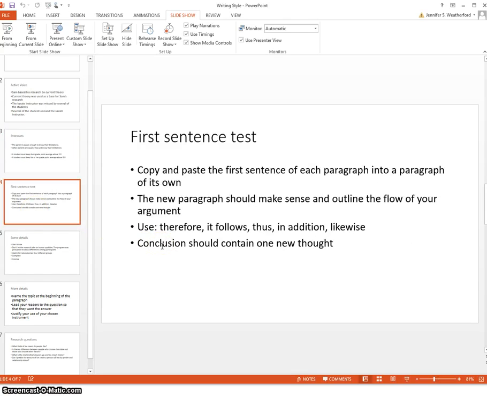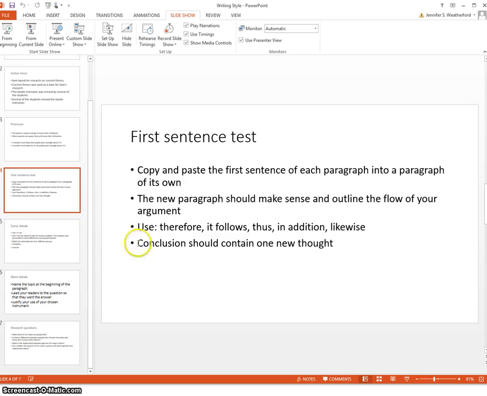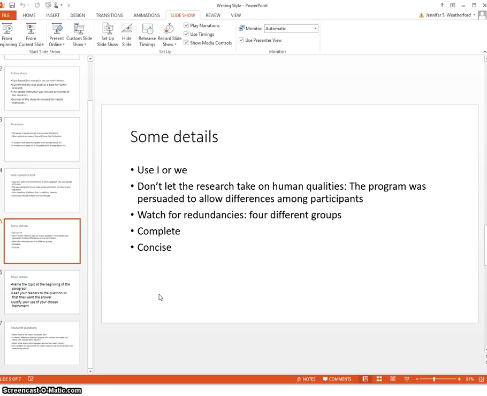When you're through with your literature review, go through and do this first sentence test and make sure that if all you were to do is to read the first sentence of each paragraph, your argument would still flow, your literature review would still make sense, and your outline would come through. And I know that sounds pretty technical, but this is technical writing. Unfortunately, it is a little bit more boring than the novel we're going to write when we finally finish our degree. Okay, some details. Go ahead and use I or we.